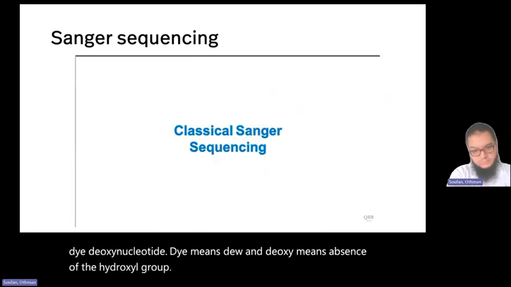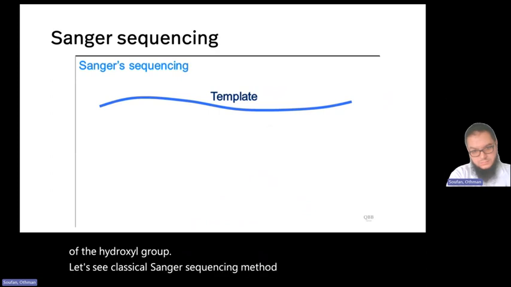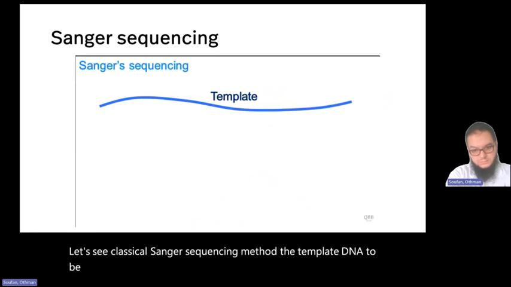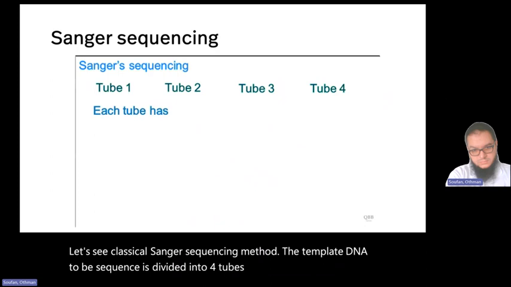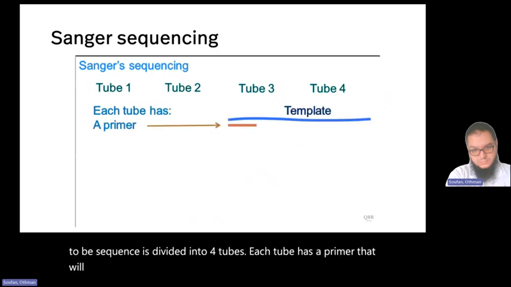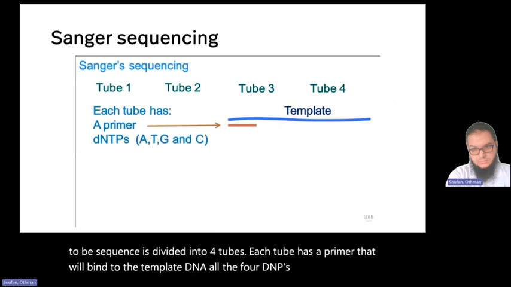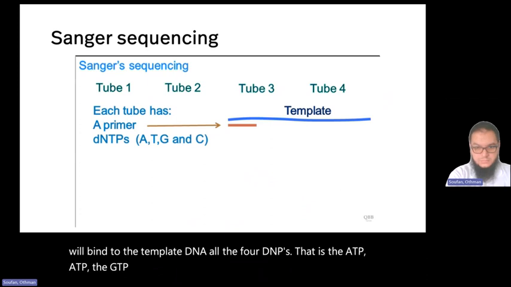Let's see the classical Sanger sequencing method. The template DNA to be sequenced is divided into 4 tubes. Each tube has a primer that will bind to the template DNA. All the 4 dNTPs, that is the dATP, the dTTP, the dGTP, and the dCTP are present.